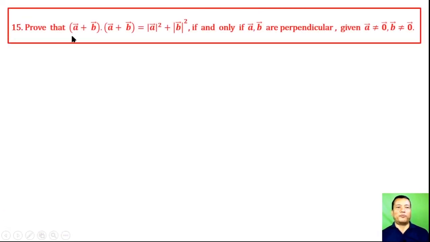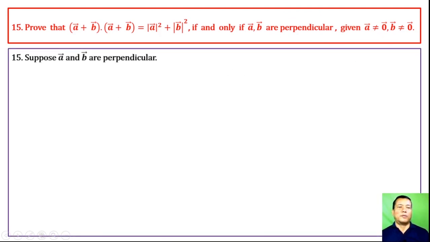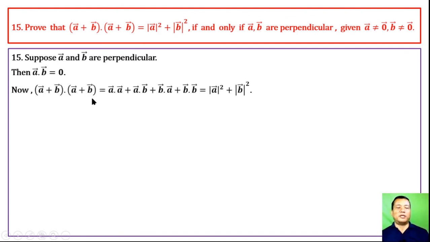Question number 15. Prove that A plus B dot A plus B is equal to magnitude of A square plus magnitude of B square if and only if A, B are perpendicular, given vector A does not equal 0, vector B does not equal 0. Suppose A and B are perpendicular vectors, then A dot B is 0. Now in the scalar product, the sum, since A and B are perpendicular, the middle term is 0, so we get magnitude of A square plus magnitude of B square.